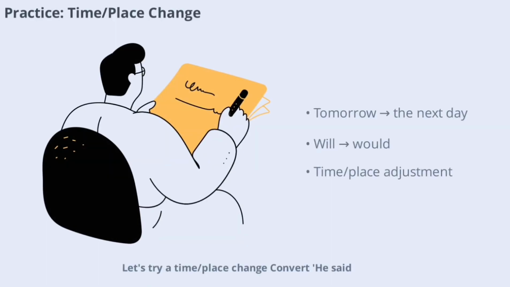Let's try a time/place change. Convert "he said, 'I will call you tomorrow'" to indirect speech. The answer is "he said that he would call me the next day." Remember to change tomorrow to the next day and will to would.